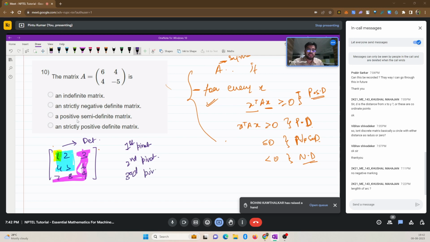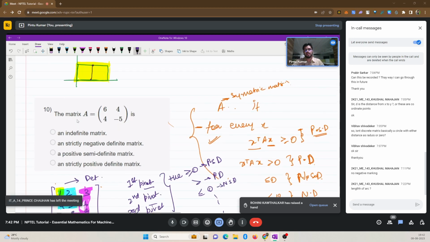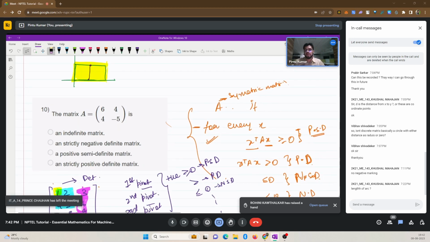Yeah. Now, the same way as with eigenvalues, if you look at the sign of these pivots, if all of them are positive, that is greater than or equal to 0, then it is positive semi-definite. If it is strict, then it is positive definite. If it is less than or equal to 0, then it is negative semi-definite, and so on. So we will solve this particular question the same way.